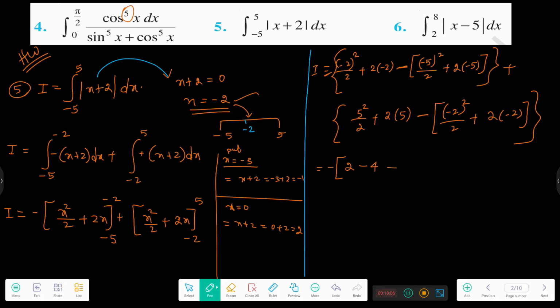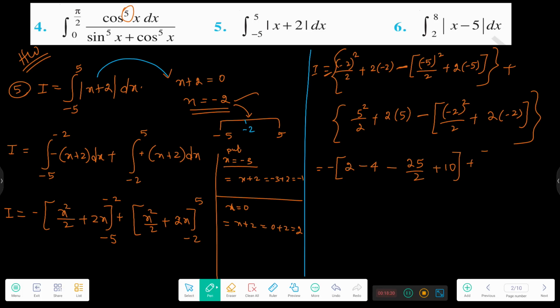So minus 5 square is plus 25 by 2, so plus 25 divided by 2. Outside one negative is there, so I am giving it inside. Be careful. And 2 into minus 5 is minus 10. When you take the minus inside, minus in the minus gives plus 10. So this one is over.